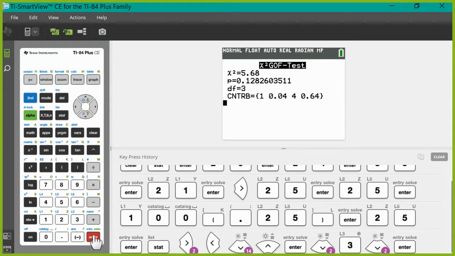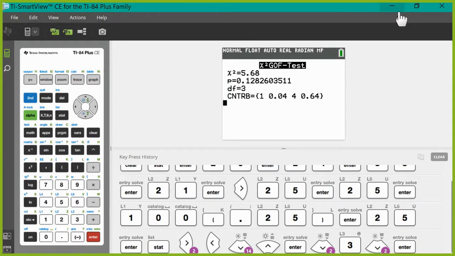And it's going to tell us that our chi-squared value is 5.68. Our p-value is 0.1283. And degree of freedom is 3. So the only 3 things you have to write down are the chi-squared, the p, and the degree of freedom. Don't worry about this last line. Not necessary in terms of getting full credit on the exam.